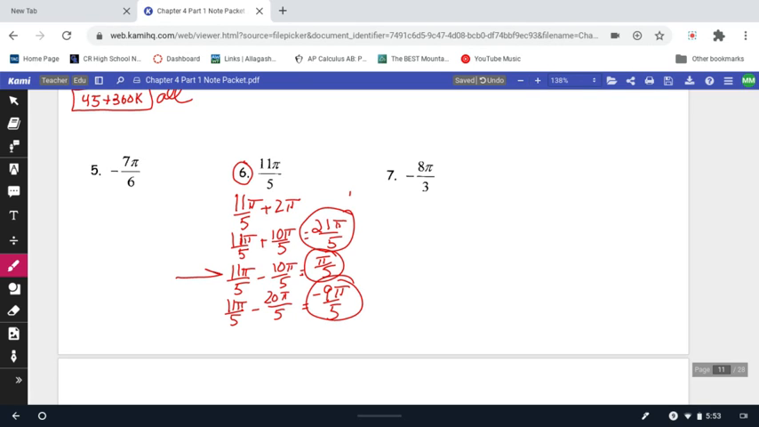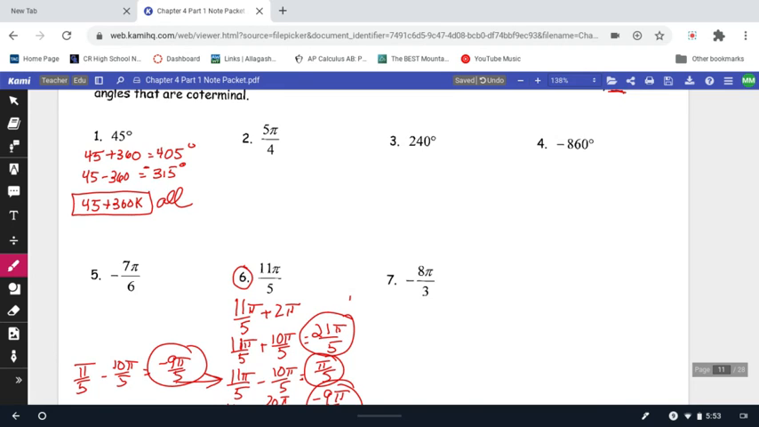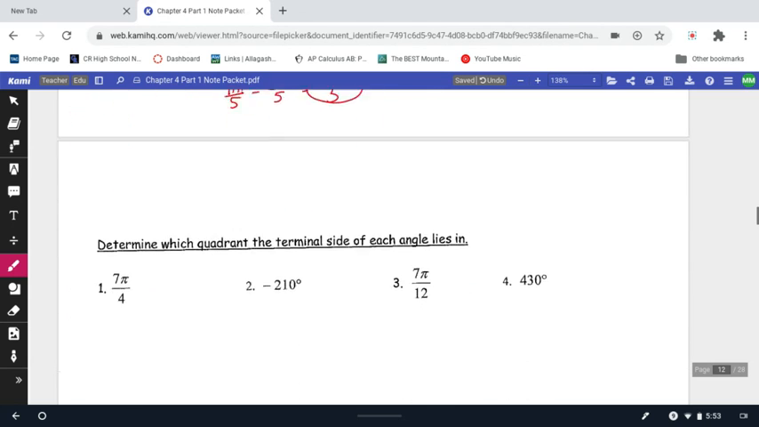You could also just take this line right here and go, well, let me just take pi over 5 and subtract 2 pi from it, 10 pi over 5. And you'd also get negative 9 pi over 5. Either way, it does not matter. Sometimes you have to subtract 2 pi twice, and you're always subtracting 2 pi. So you could subtract 2 pi, 4 pi, or 6 pi, it doesn't matter. So there's your coterminal angles.